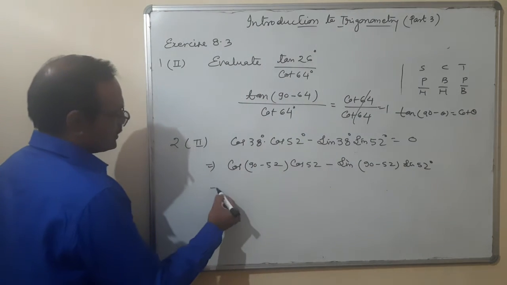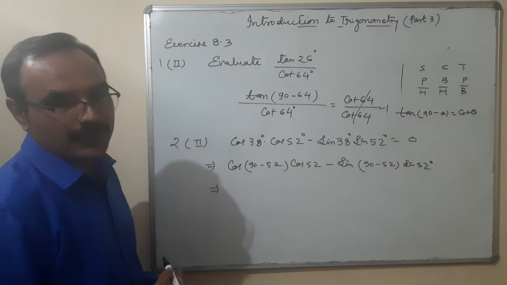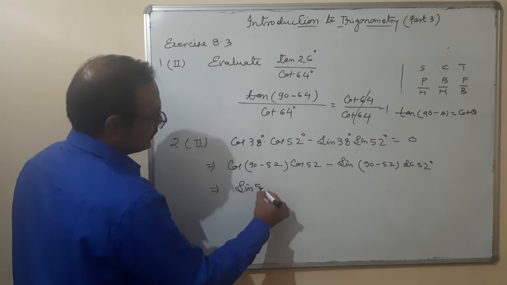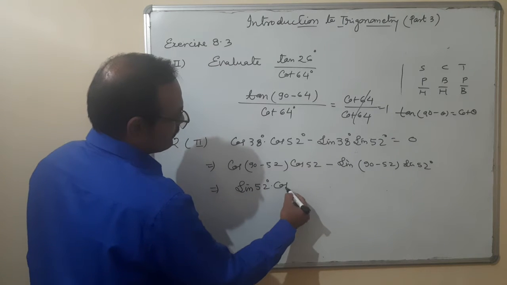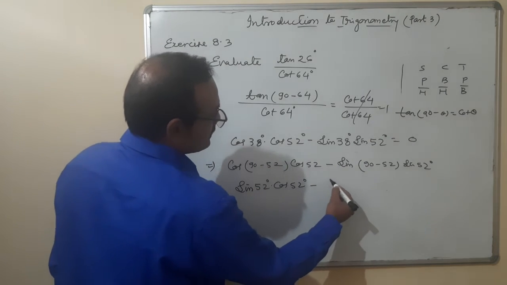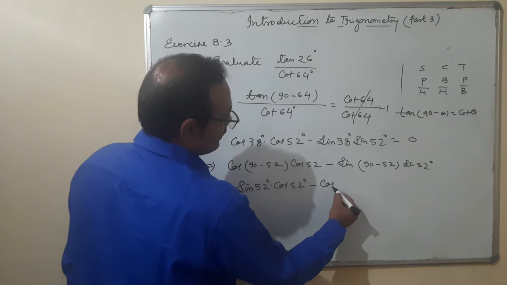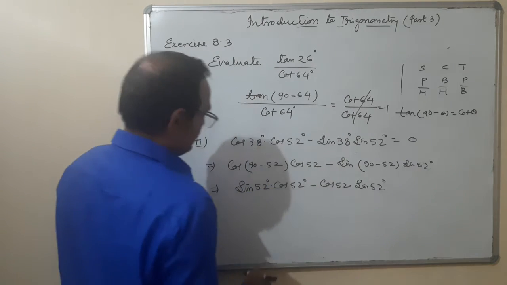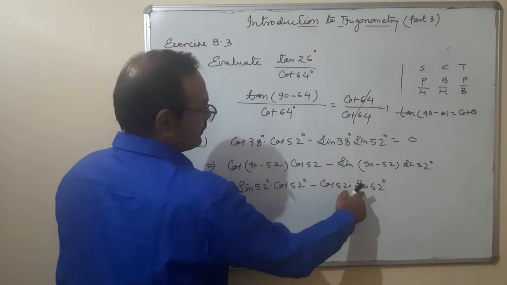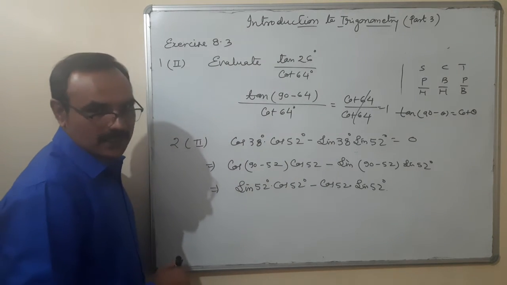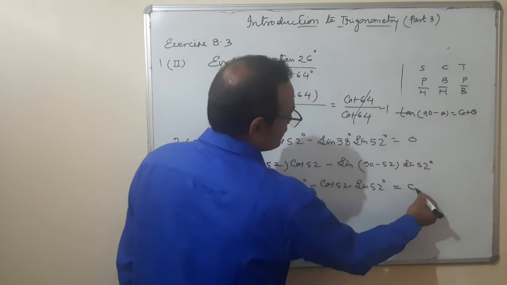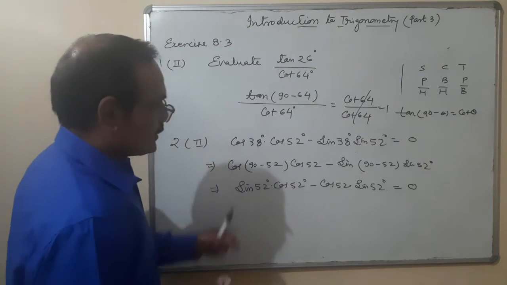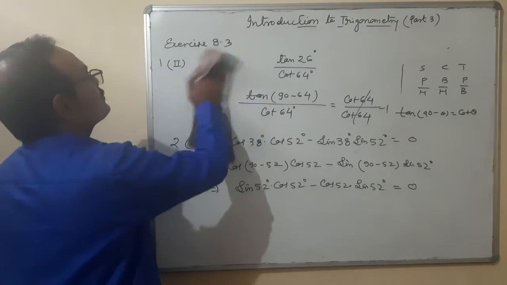Okay. Now you can see that all the angles are converted to the form of 52. Cos 90 minus theta is sin theta, so it is sin 52 cos 52, minus sin 90 minus theta is cos theta, cos 52 sin 52. Sin 52 cos 52 minus sin 52 cos 52, both are the same, opposite signs will cancel, result is 0. So friends, this is the use of complementary angles in the questions.